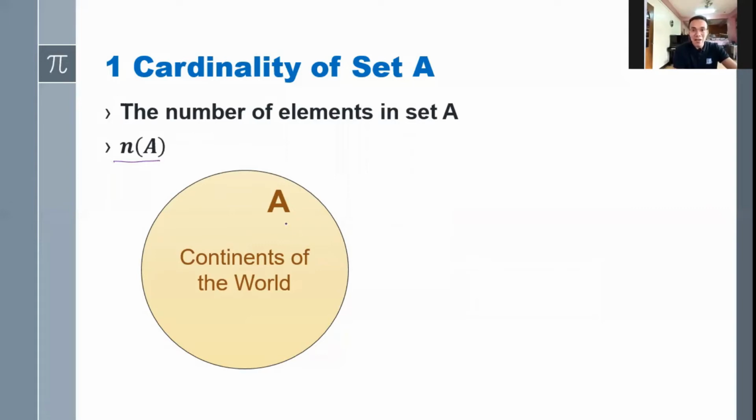For example, I have here set A, and set A is the set of continents of the world. There are 7 continents of the world, namely Asia, Africa, Oceania, Europe, Antarctica, North America, and South America. There are 7 of them. Therefore, the cardinality of set A, written as n of A, is 7. The number 7 here is the number of elements we can find in set A.